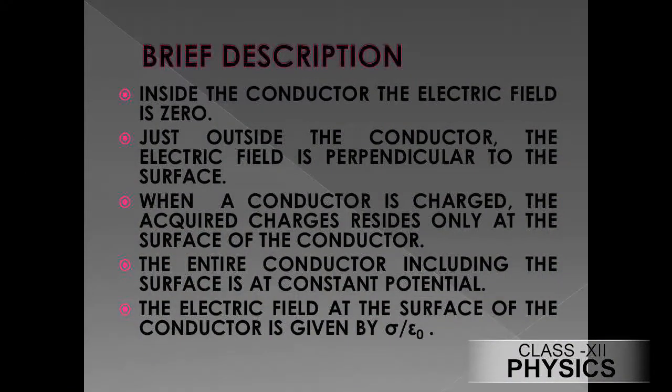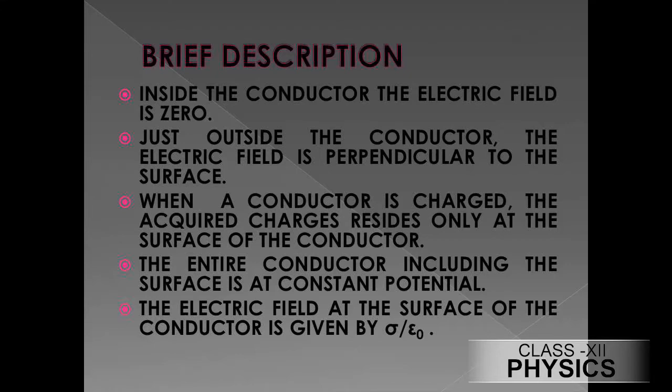Once again I am going to explain all the 5 characteristic properties of a conductor in an electric field in a brief way. So what was the first property? The electric field inside the conductor is 0. Always the electric field inside the conductor is 0. What is the second one? Just outside the surface, the electric field is always at right angles to the surface. This means the electric field enters or leaves always at right angles to the surface of the conductor.